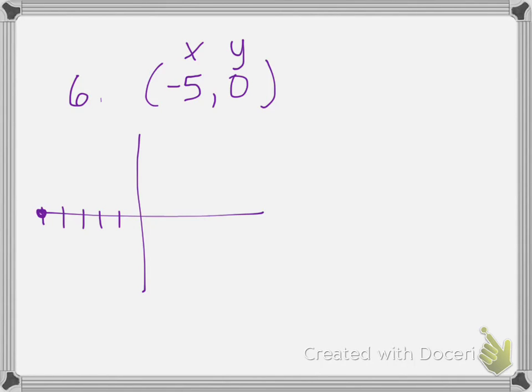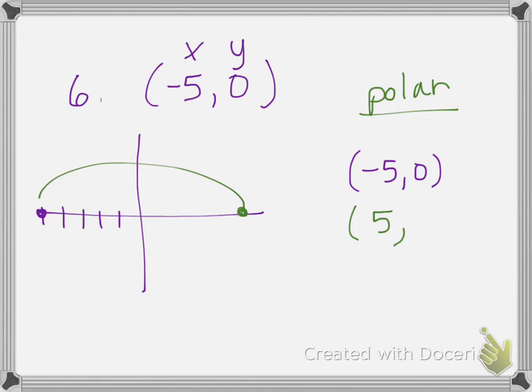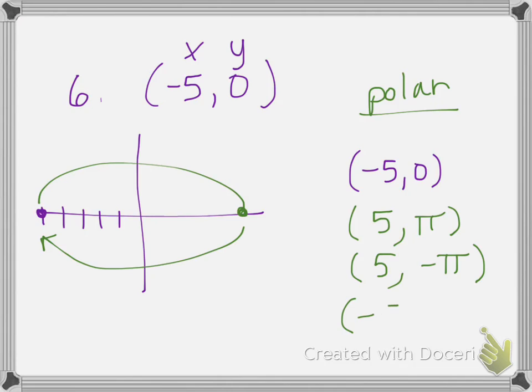Now, to write it in polar, I was right that you could write it as negative 5, 0 because we're trying to change these to polar. Another thing you could do is you could start over here and say positive 5 and then go that much, which is pi. You could say positive 5 and go backwards. Or you could say negative 5 and go backwards.